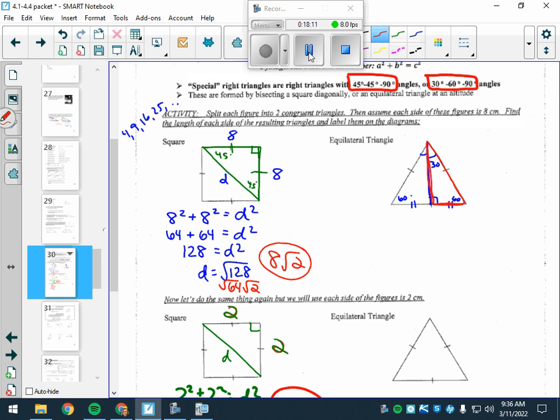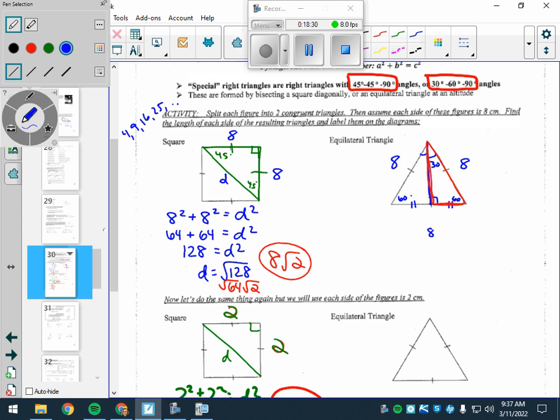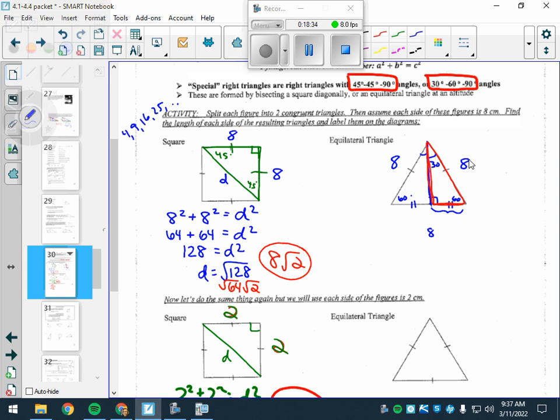Let's move on to 30, 60, 90 triangles. We cut this equilateral triangle in half. We got a 30, 60, 90 triangle. Again, if we assume each side is 8, like we did on the square, this is 8, this is 8, and this whole side is 8. What would this piece be? 4.